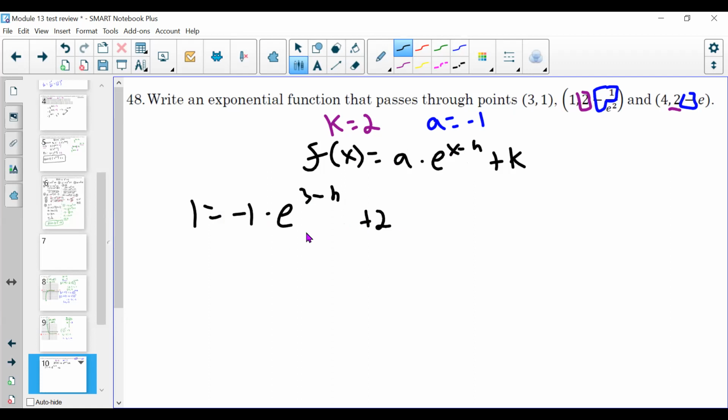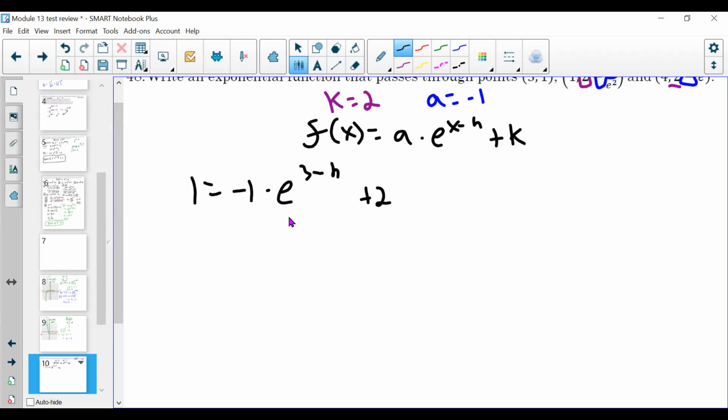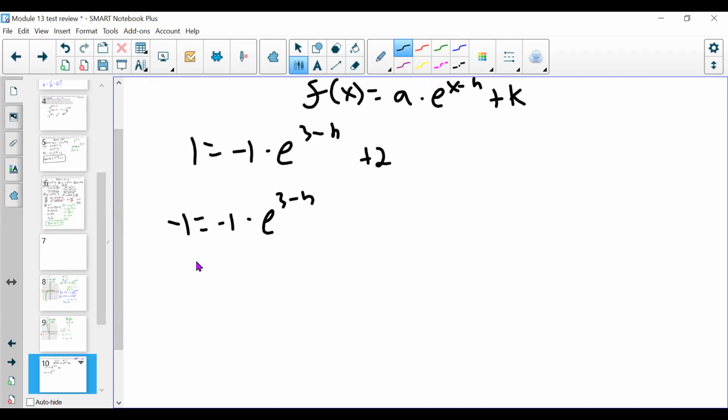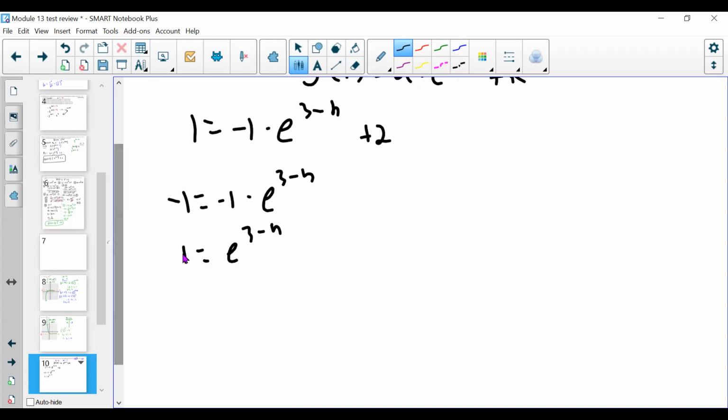From here, I'm just going to solve for h, so I can subtract 2 on both sides. -1 equals -1 times e to the 3 minus h. Divide both sides by -1. We get 1 equals e to the 3 minus h. Well, 1 is the same thing as any number raised to the 0 power. So in this case, I can say e to the 0, because that does equal 1, equals e to the 3 minus h. And since these have the same base, I can set the exponents equal to each other. I can say, well, 0 equals 3 minus h, or h equals 3.